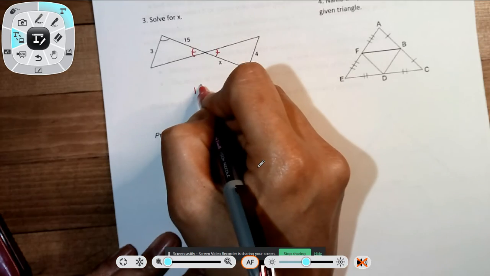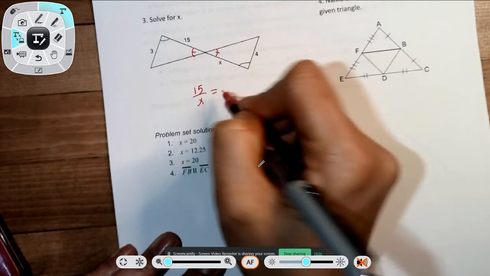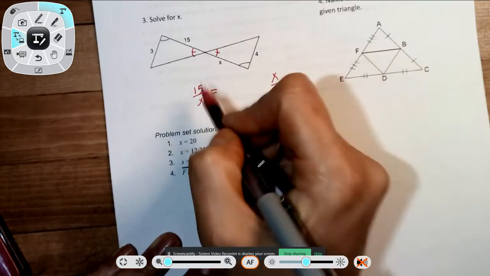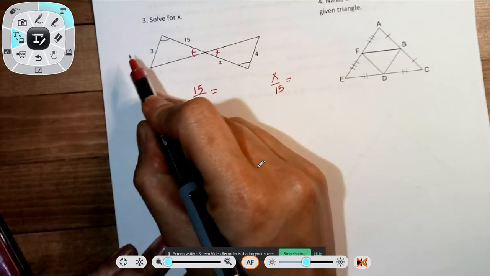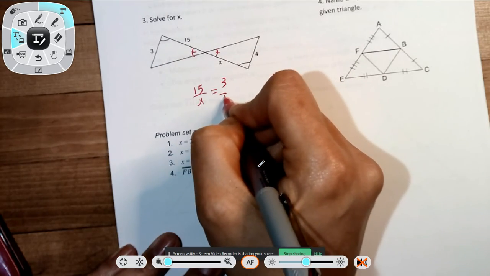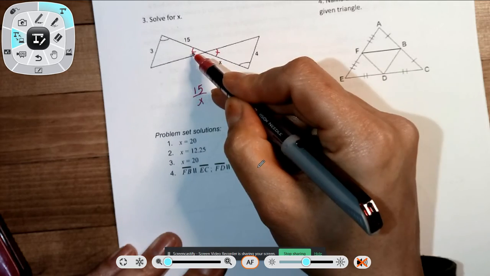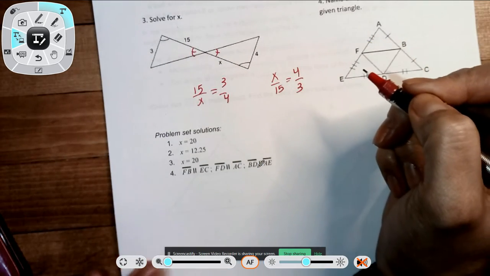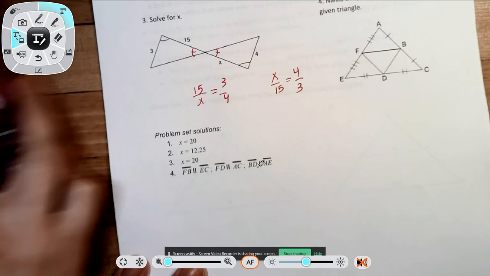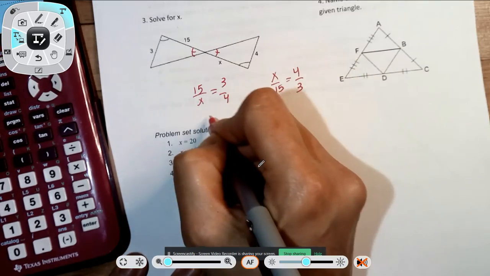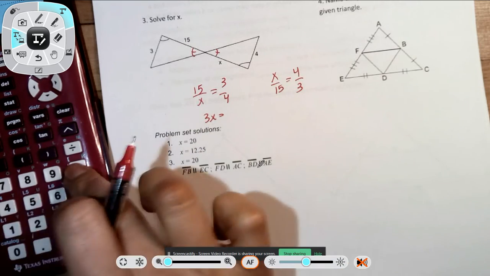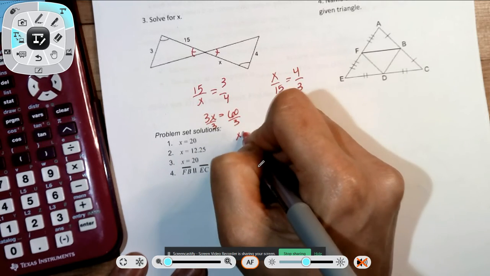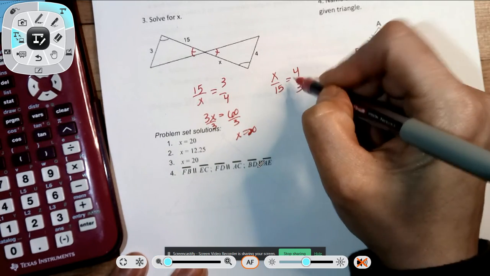It doesn't matter if I do 15 over x or x over 15. If I do 15 over x, I have to do 3 over 4. If I do x over 15, I have to do 4 over 3. You have to keep the same triangle in the same position both ways, otherwise your problem's going to come out rough. And then I'm going to cross multiply. So 3 times x is 3x, 15 times 4 is 60, and then I'm going to divide by 3, x equals 20.